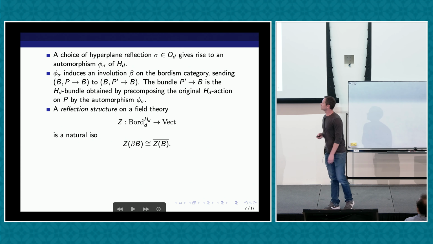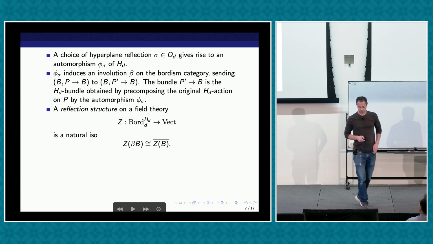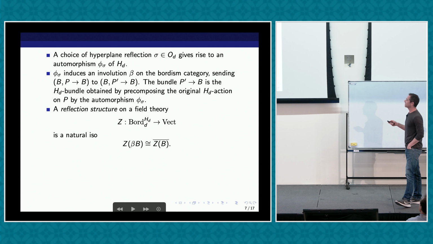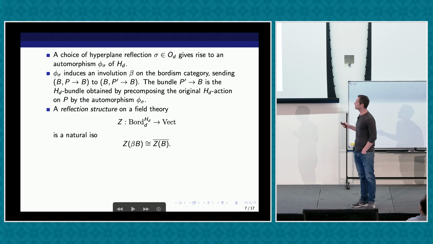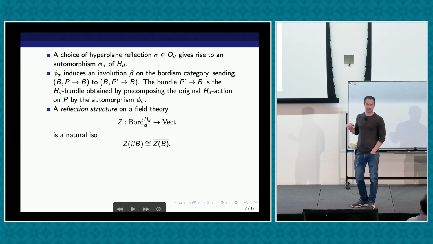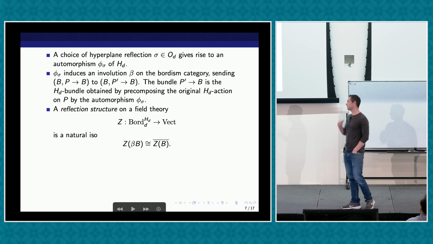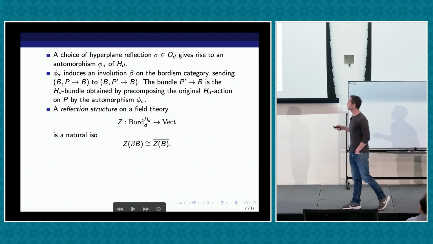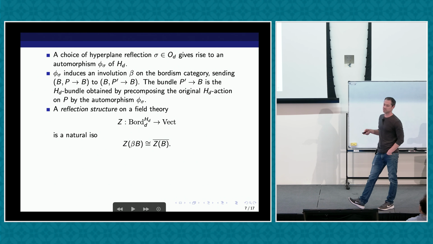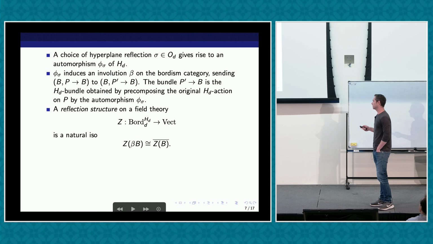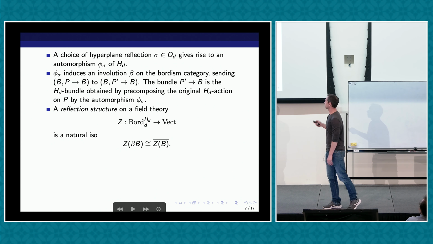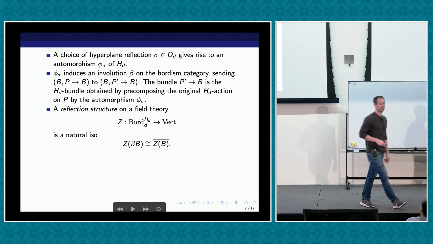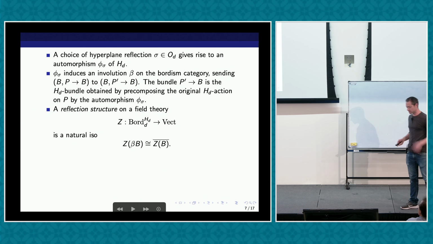Okay, so a reflection structure on a field theory is basically a Z2-equivariant functor from the bordism category to vector spaces, where on vector spaces I'm taking complex conjugation as the Z2 action. But it is still a structure and not just a condition because there's an isomorphism that exhibits the equivariance. In other words, you first do beta and then the field theory, and that's supposed to correspond to complex conjugation on the vector space side. Okay, so that's what a reflection structure is.